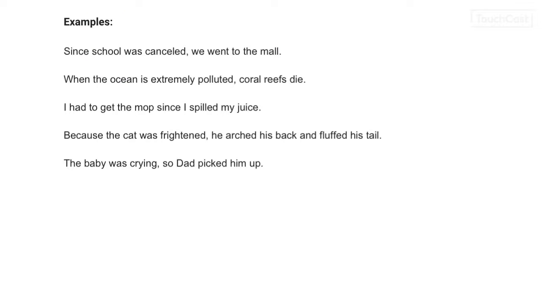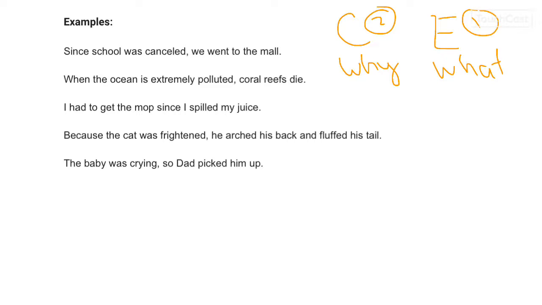So I have some examples here. We're going to label C for cause and E for effect. For me, I like to start with the effect first. Remember, the effect is what happened and the cause is why. So sometimes it's easier to say, this happened first, and because of that. So I like to do what happened first. I'm going to do some examples, and then I'm going to let you guys practice.